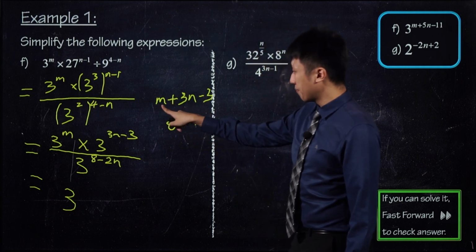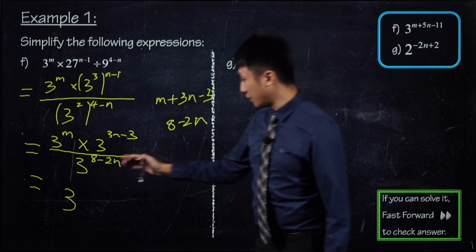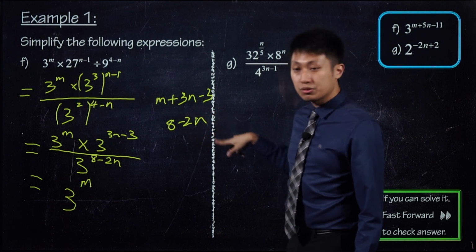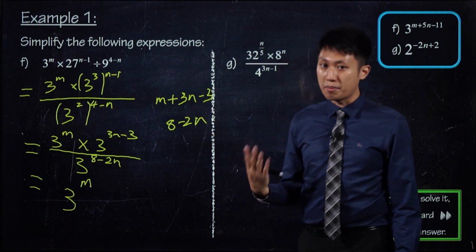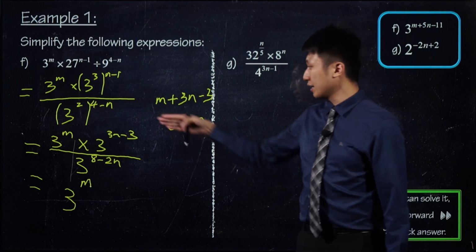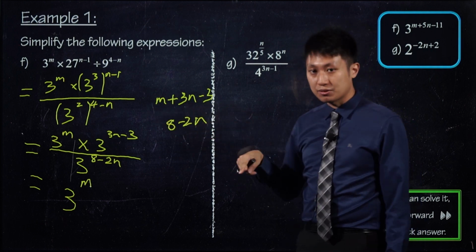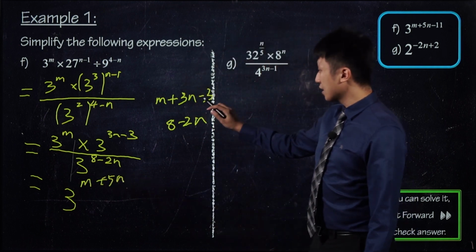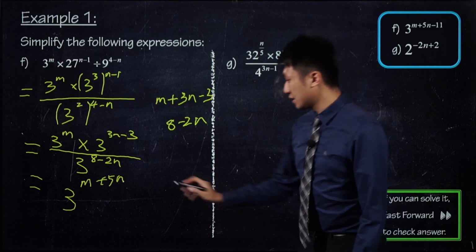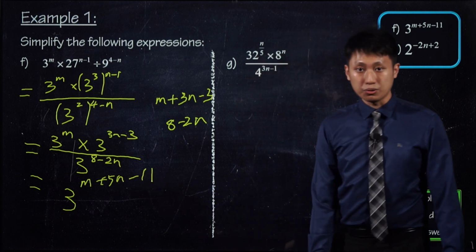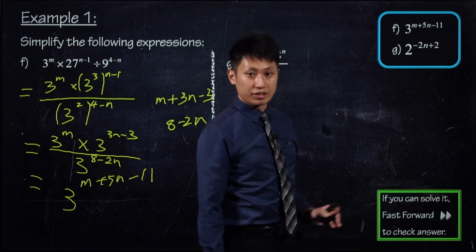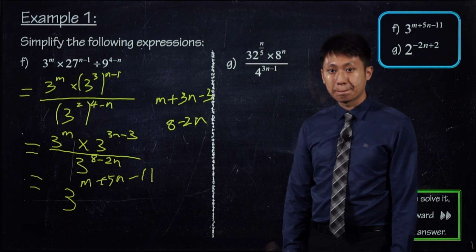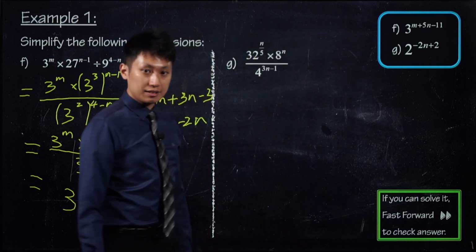So m is on top, not below, so m is just m. Then 3n on top minus 2n below, so you're going to add them up, or minus. It's minus, because divide. So 3n minus 2n gives you plus n. Next, minus 3 minus 8, it's minus 11. So this is your answer, and it agrees with this one, right? 3 to the power m plus n minus 11. Get it? Right, next, let's look at this.